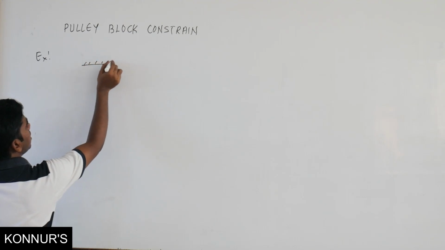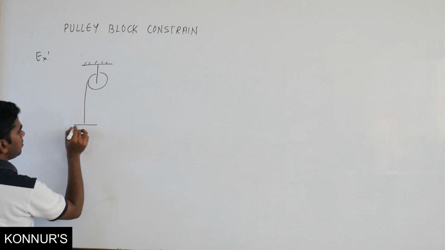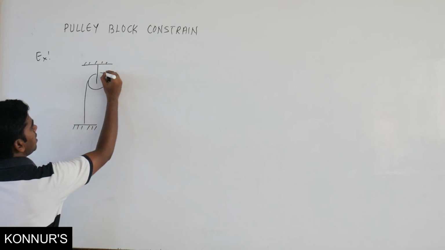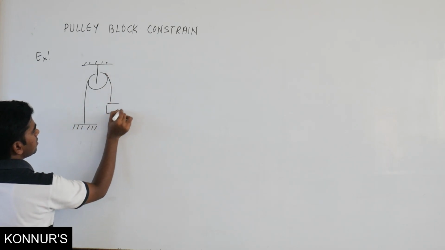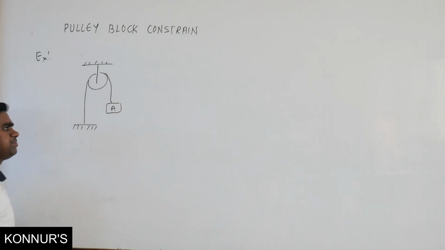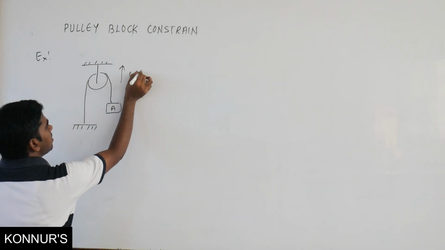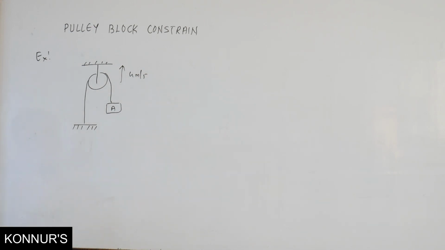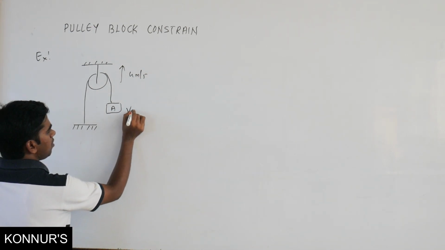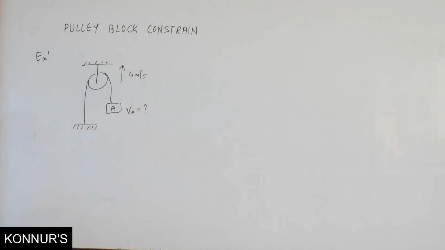We'll take one example. Suppose a pulley is connected here, and a string is connected to the rigid support. One mass is connected here, say mass A. Suppose the pulley is moving with velocity 4 meter per second. What will be the velocity of A? We can use both methods. We will see what will happen.